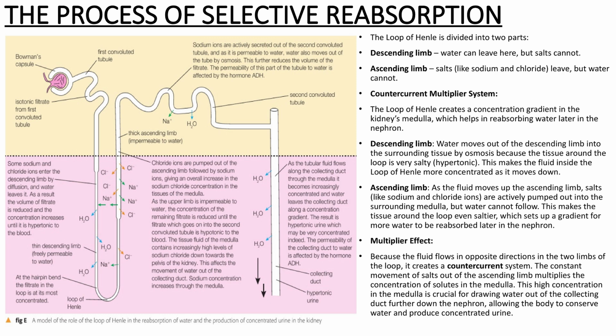The pumping of ions creates a high concentration of solutes in the interstitial fluid surrounding the loop of Henle, particularly in the medulla. This sets up the conditions for water reabsorption in the collecting duct. The concentration gradient: the longer the loop of Henle, the greater the concentration gradient in the medulla, which results in more effective water reabsorption. This gradient allows the kidney to produce concentrated urine when the body needs to conserve water.